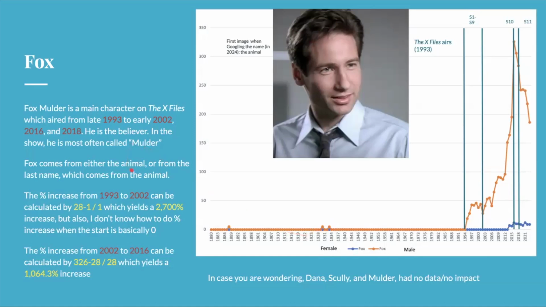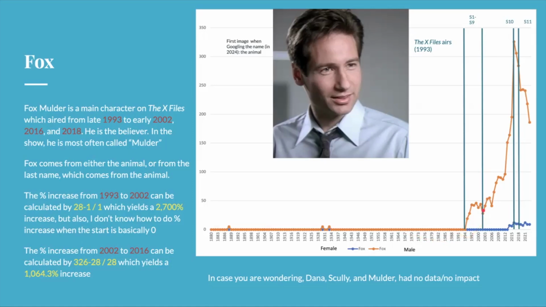So Fox comes from either the animal or from the last name, which comes from the animal. The percent increase from 1993 to 2002, which is the second line, can be calculated to yield a 2,700% increase. However, I don't know how to do percent increase when the start is basically zero. As you can see, there are some earlier instances of Fox, but those three are all at 5, which just means in these other years, there were probably a handful of people named Fox. It was just never 5 or more. It was somewhere between 0 and 4.